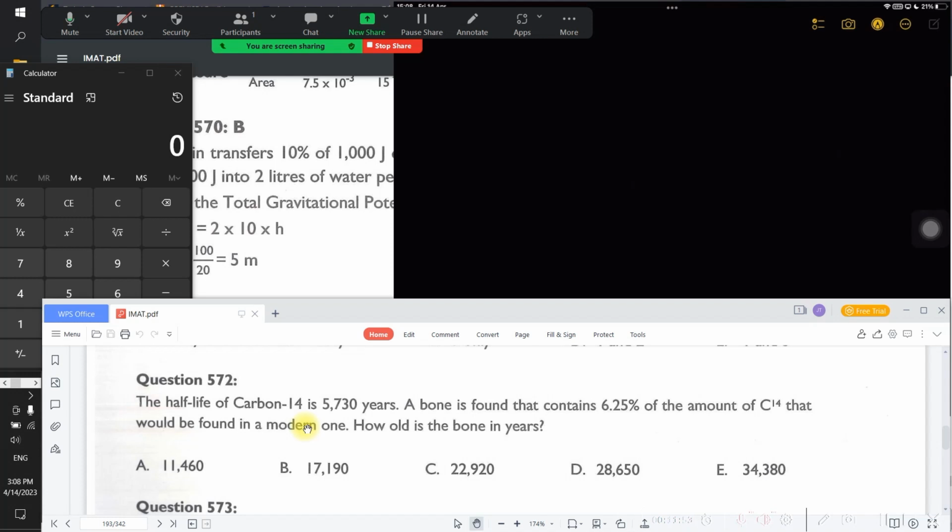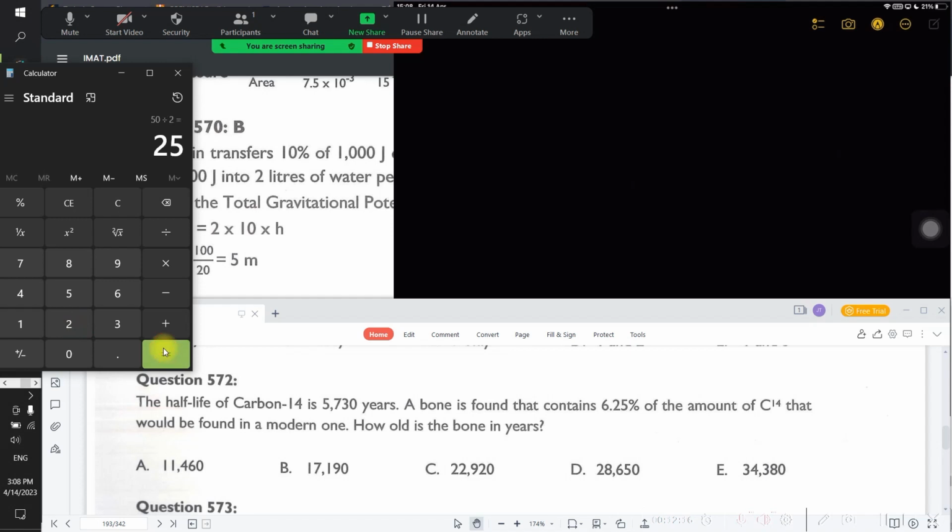For this kind of question, you know that after one half-life, the original amount decreases by half, right? So to reach 6.25%, how many half-lives? After one half-life, two half-lives, three half-lives, and this is four half-lives. From 100% down to 6.25%, four half-lives have passed.